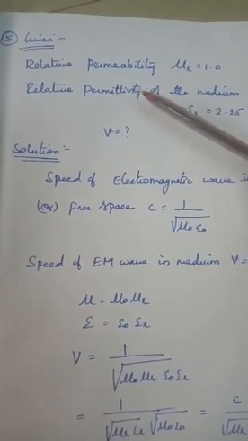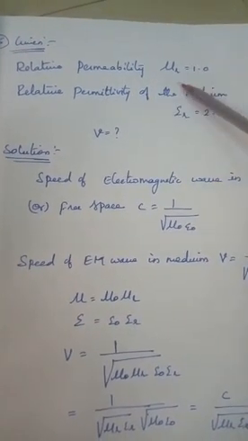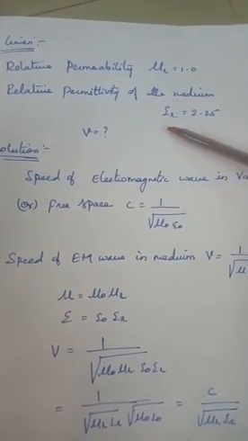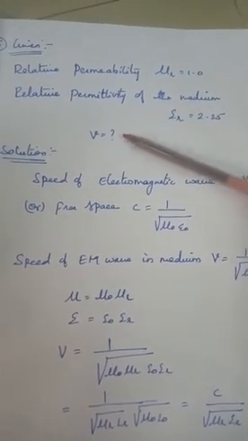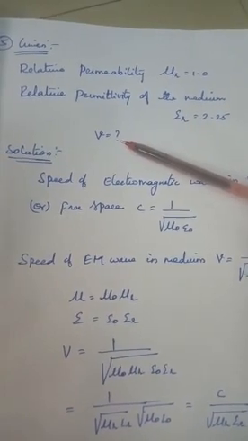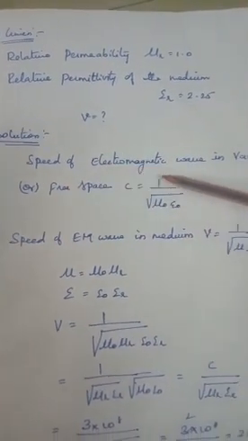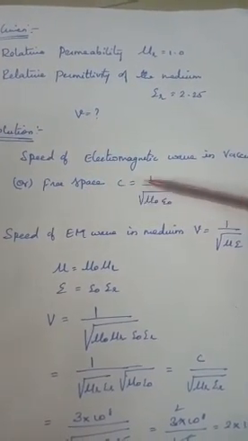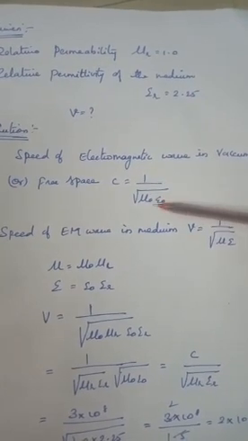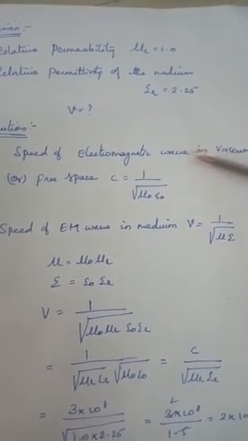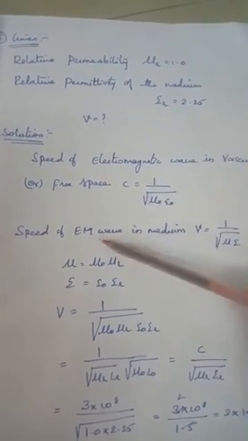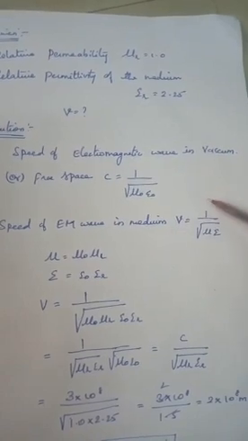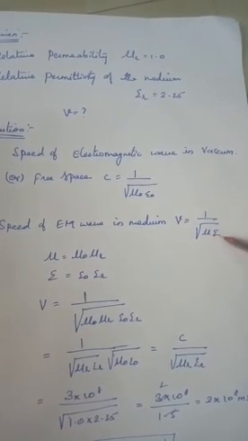In the solution, the given values are relative permeability mu r is 1, then relative permittivity epsilon r is equal to 2.25. Then find the velocity, that is speed. So solution: the speed of electromagnetic wave in vacuum, or free space, that is c, is equal to 1 by root of mu naught epsilon naught. Suppose it is in the medium, we have to find out the speed of electromagnetic wave in the medium. So v is equal to 1 by root of mu epsilon.